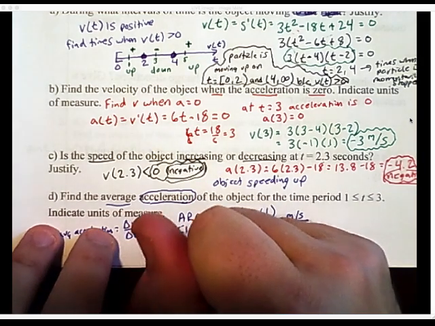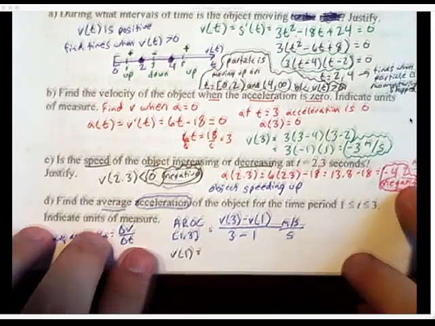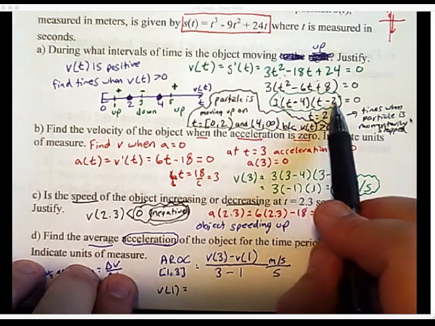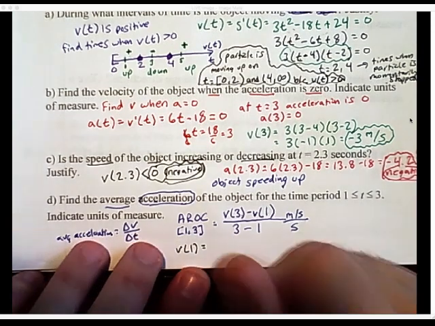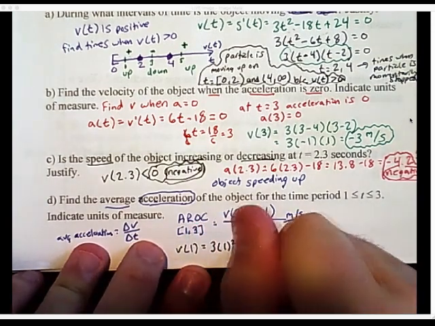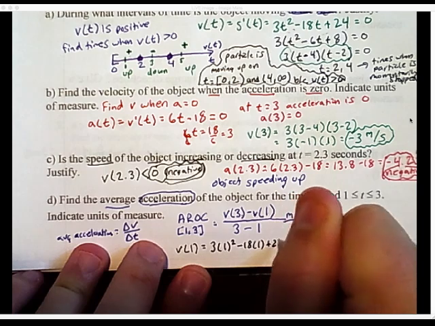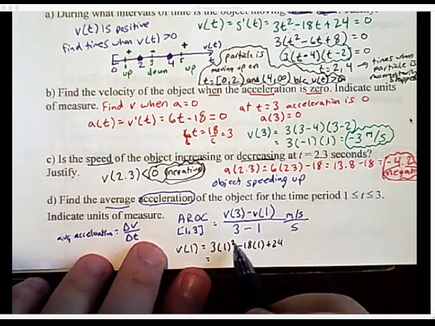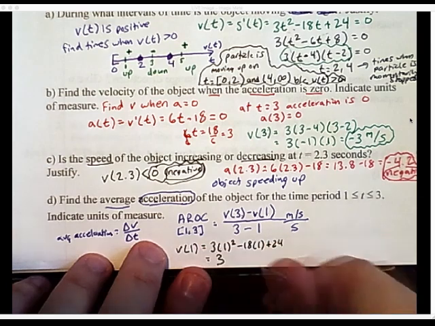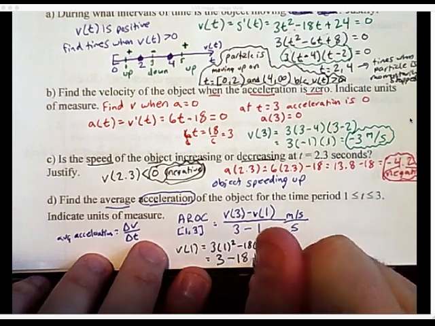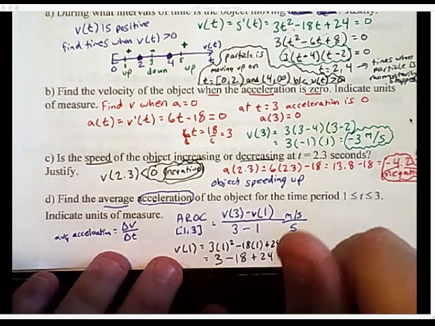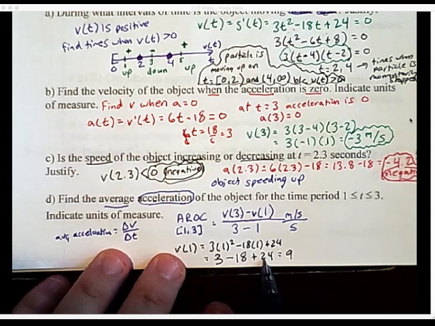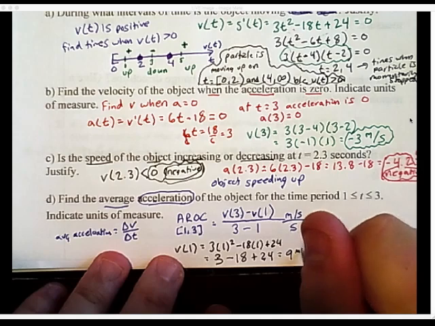So if I wanted to figure out v of 1, I could plug in 1 into the factored form or the original form. This time let's just plug it into the original form. So 3 times 1 squared minus 18 times 1 plus 24. 1 squared is 1, times 3 is 3. 18 times 1 is 18. So if I simplify that, it looks like I'm going to get 9. 3 plus 24 is 27. 27 minus 18 is 9. So that would be 9 meters per second.